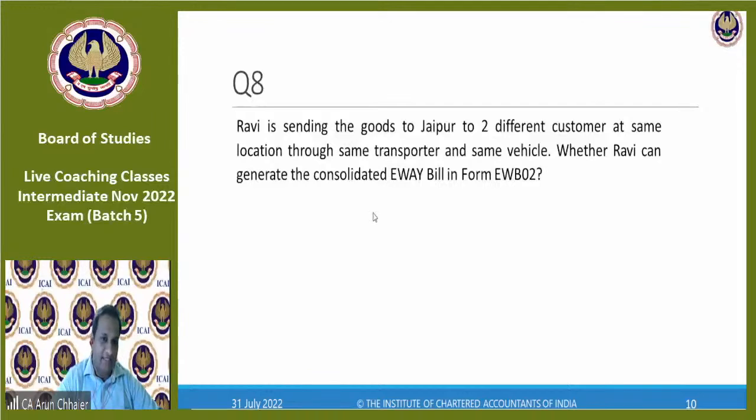Whether Ravi can generate the consolidated e-way bill in EWB02. Can Ravi generate the consolidated e-way bill? Answer is no. Absolutely correct, Hitesh. The consolidated e-way bill is only with respect to Part B, and that is also in the hand of the transporter. So in this case, Ravi has to generate two separate e-way bills because there are two documents. He cannot have the option to make a single e-way bill.